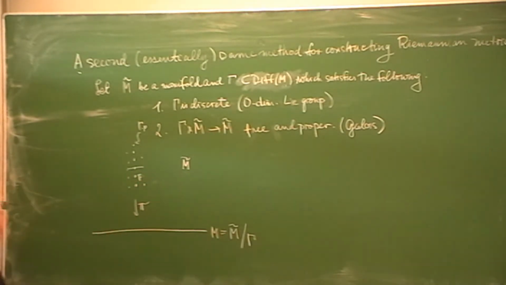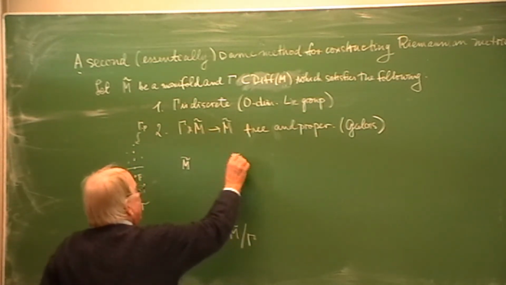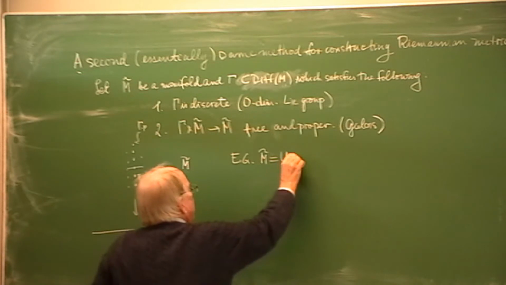So you know, of course, coverings are not always Galois, but for example, M tilde equal to the universal cover is.